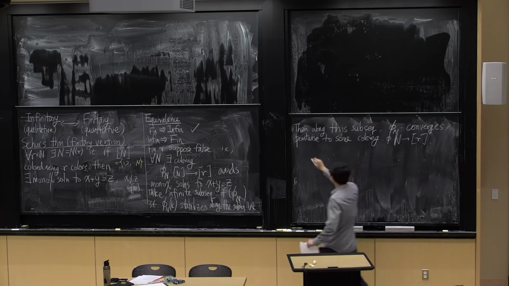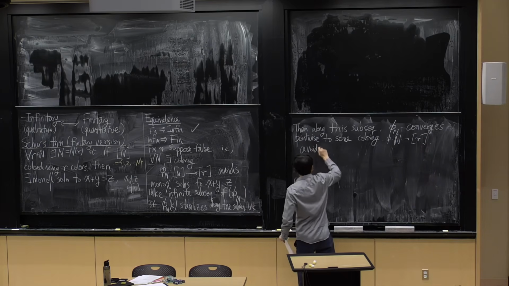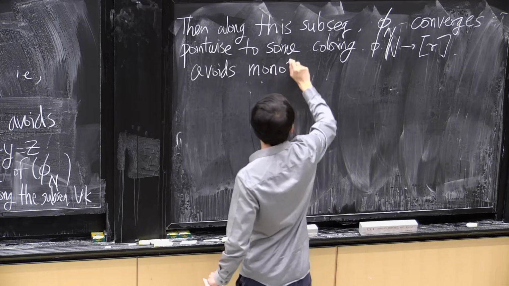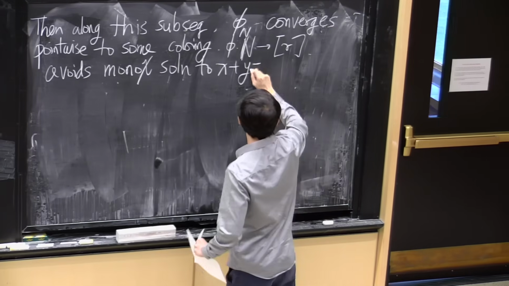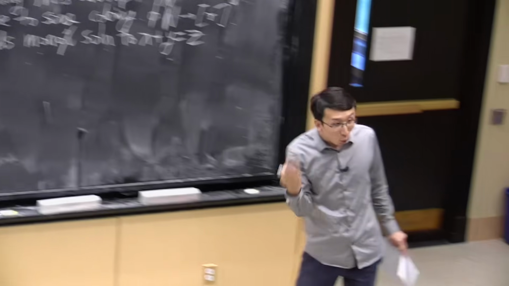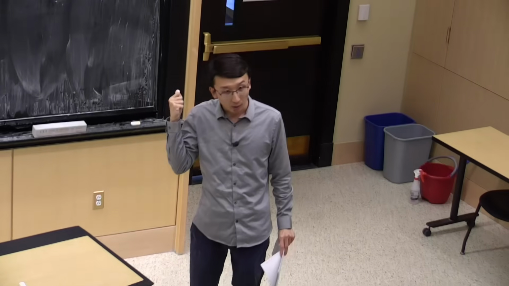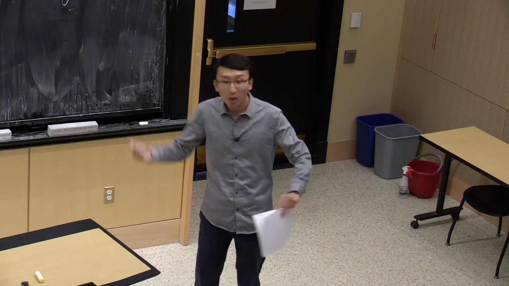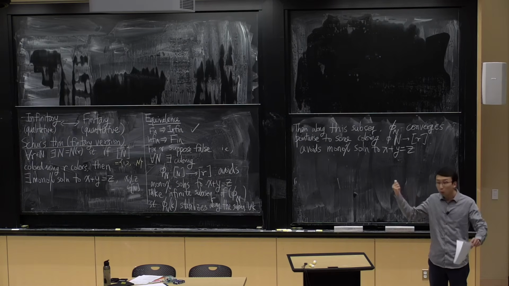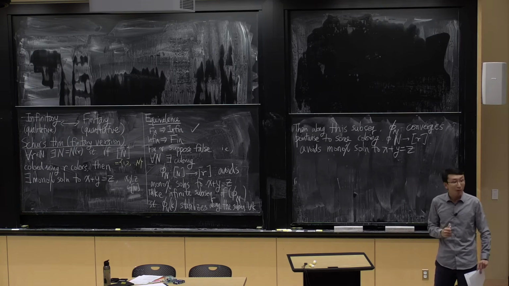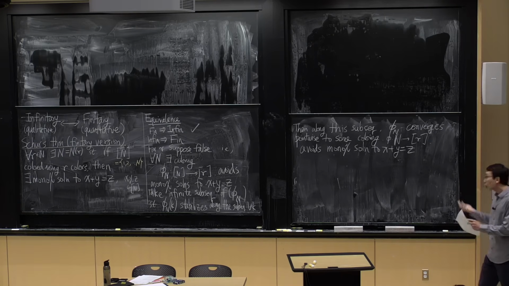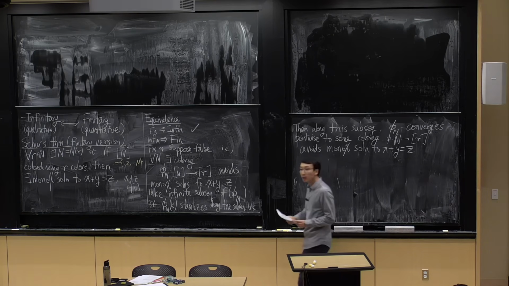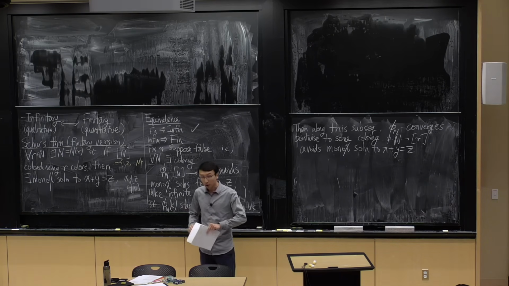And this coloring avoids monochromatic solutions to x plus y equals z. Because if there were monochromatic solutions in this coloring of the entire integers, then I can look back to where that came from, and that would have been a monochromatic solution in one of my phi n's. So this is an argument that shows the equivalence between the finitary form and infinitary form.